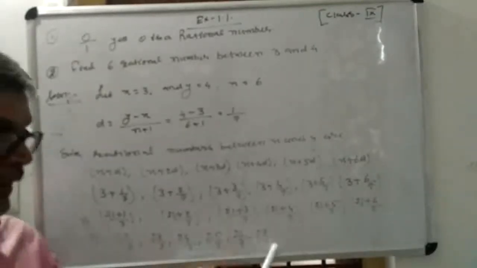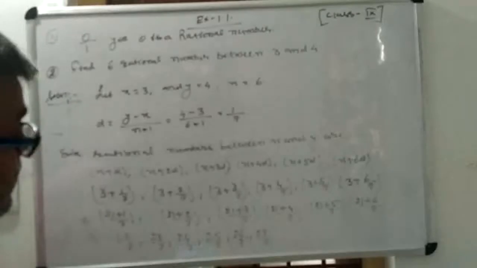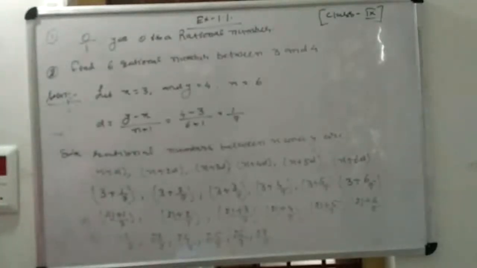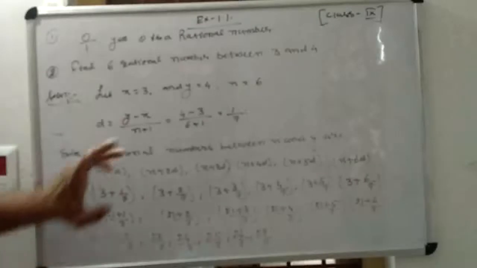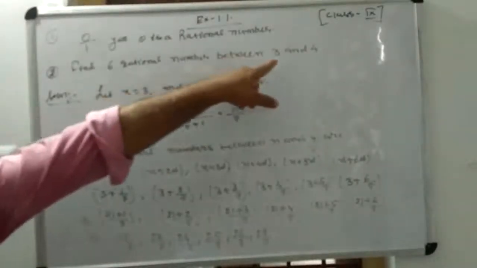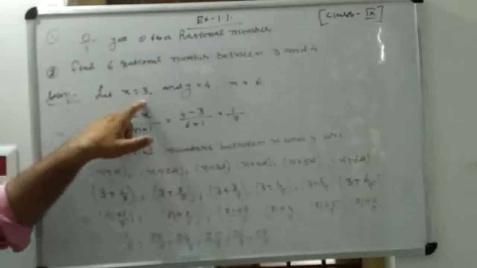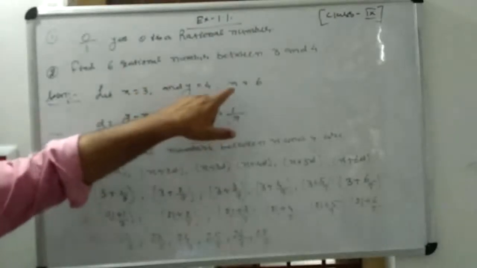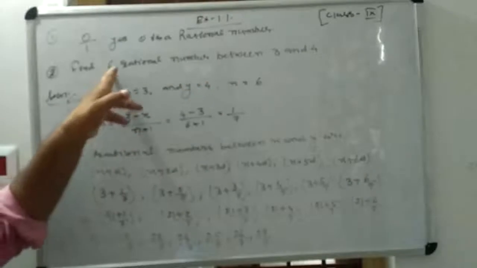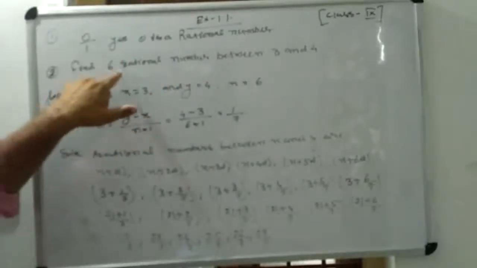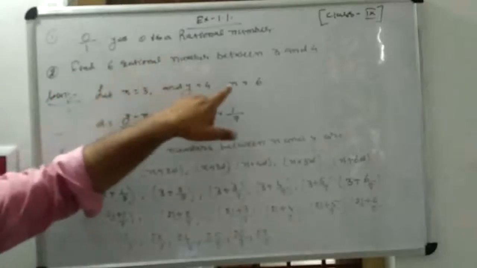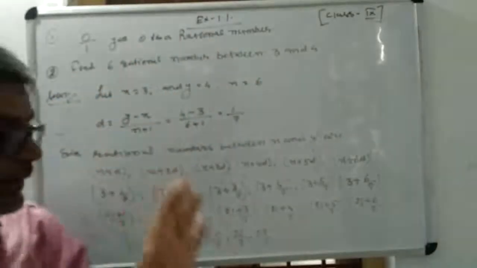1, 2, 3, 4, 5, 6. So these are the 6 rational numbers between 3 and 4. So this is the method by which you are supposed to find the rational numbers between any two given numbers. What we have done: I told you earlier that first you assume the smaller number as x, the larger number as y, and n is the number of numbers to be found. Here in this question, we are to find 6 rational numbers. So here the value of n is 6.